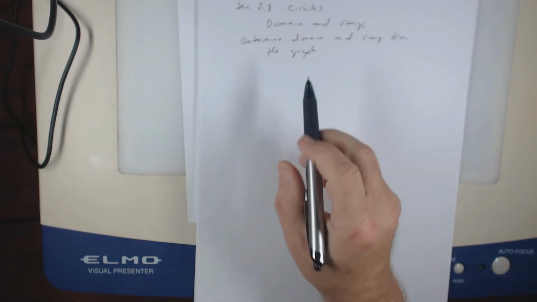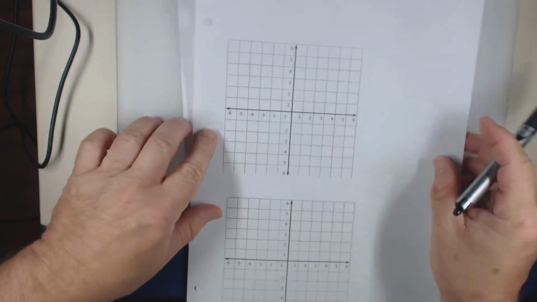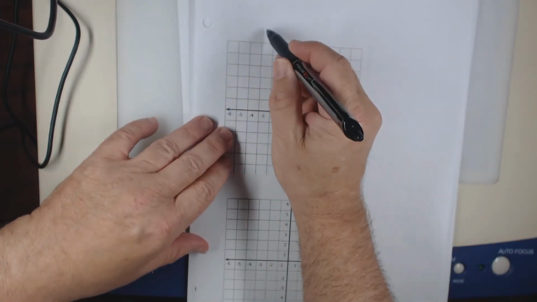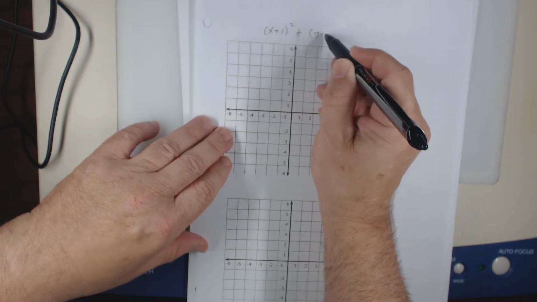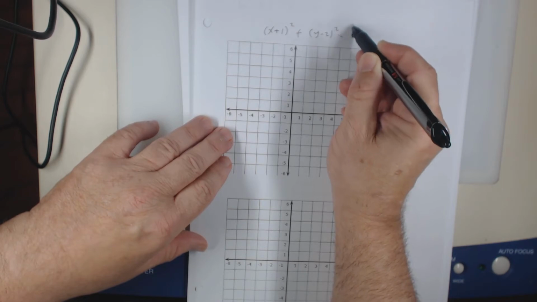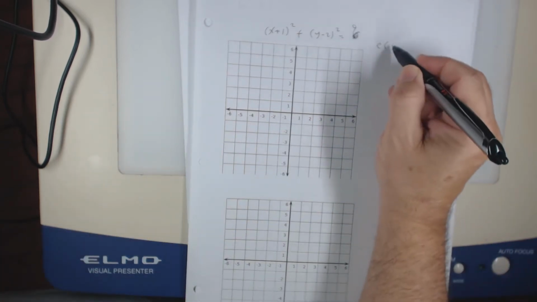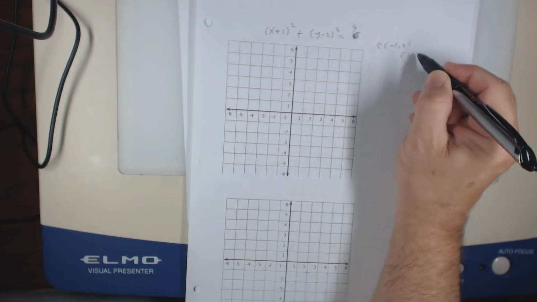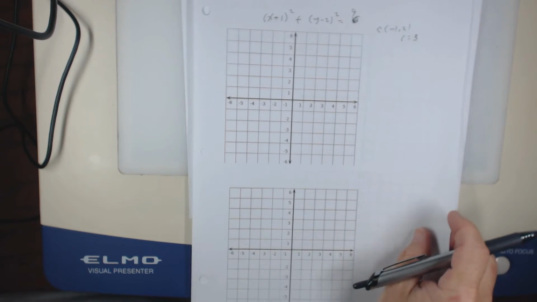All right, so again, this is continuing with domain and range of circles. Suppose we're graphing this equation: (x + 1)² + (y − 2)² = 9. Oops, sorry, 9. What's the center? Negative 1 and 2. What's the radius? 3. All right, so let's graph it first before determining the domain and range.